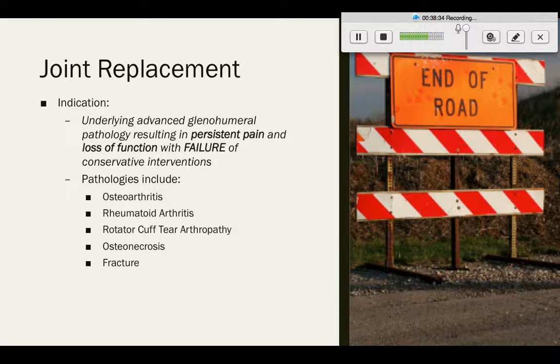So common pathologies are arthritis or rheumatoid arthritis, rotator cuff tear arthropathy, which just means that there's a chronic rotator cuff tear that's been present, and as a result, you've been getting increased compressive forces through the humerus and the glenoid and the AC joint. That's led to degenerative changes over time. Osteonecrosis, fracture, again, so if there's a complicated proximal humerus fracture with a significant soft tissue injury, a surgeon may elect to perform a joint replacement as opposed to an ORIF.